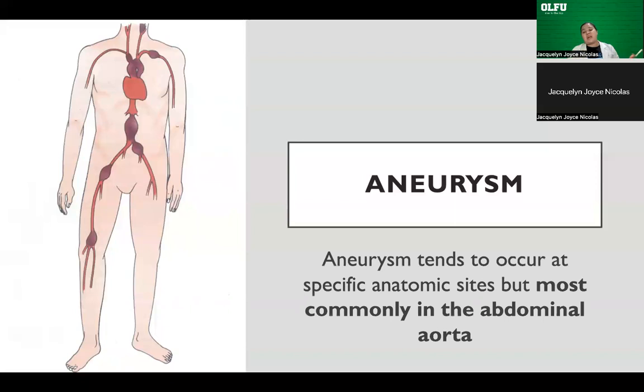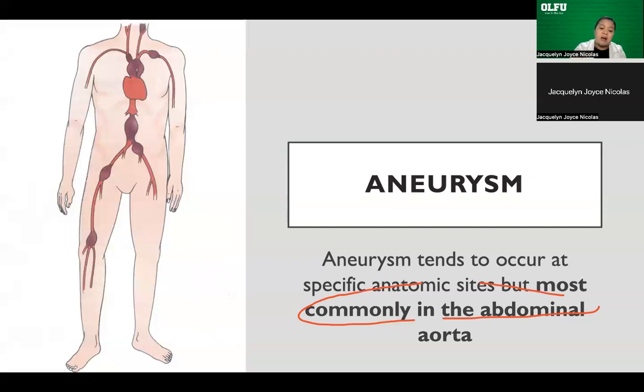So remember that aneurysm would always tend to be at a specific anatomic site. Okay, usually the weakest area is where it pouches out quickly. But the most common is the abdominal aorta. Okay? The most common site of aneurysm is abdominal aorta. And that is the common presentation. But again, it can happen in different areas.